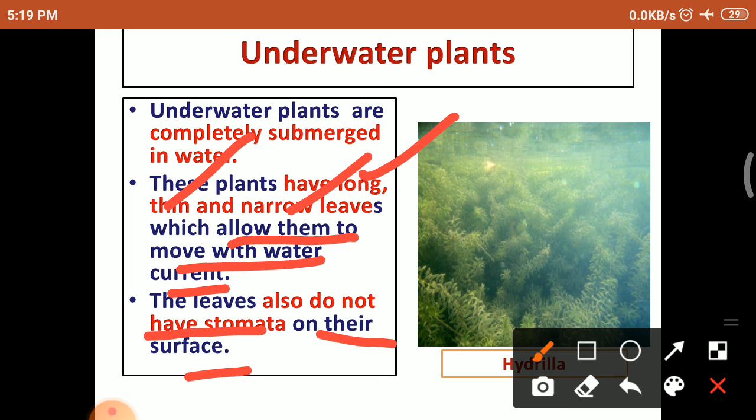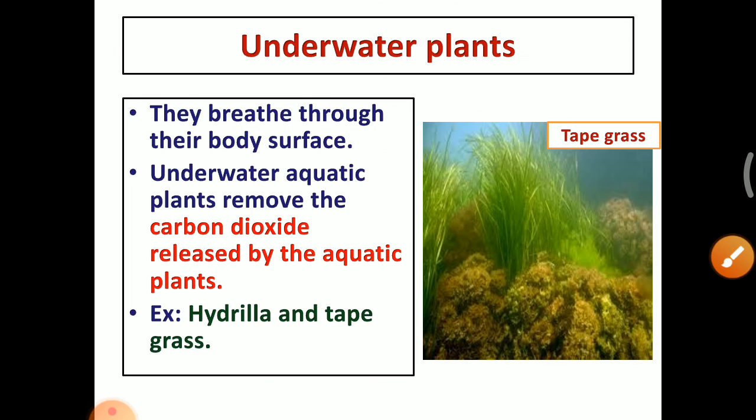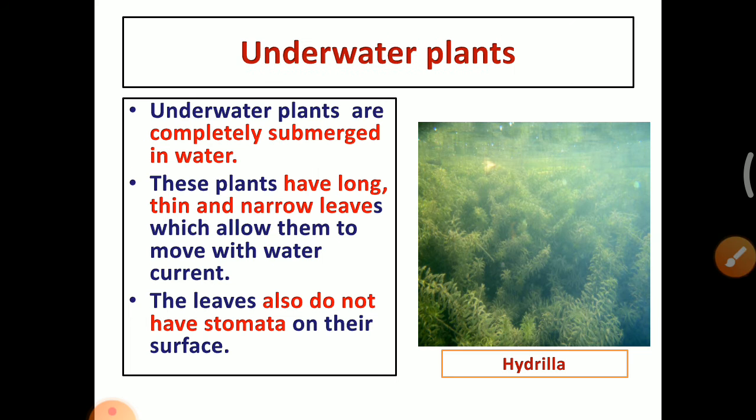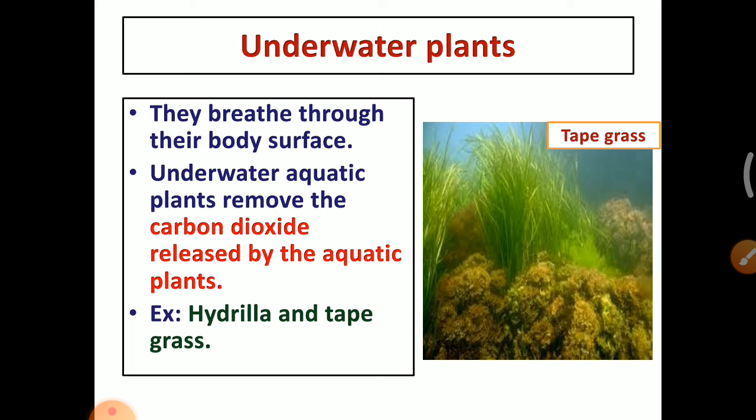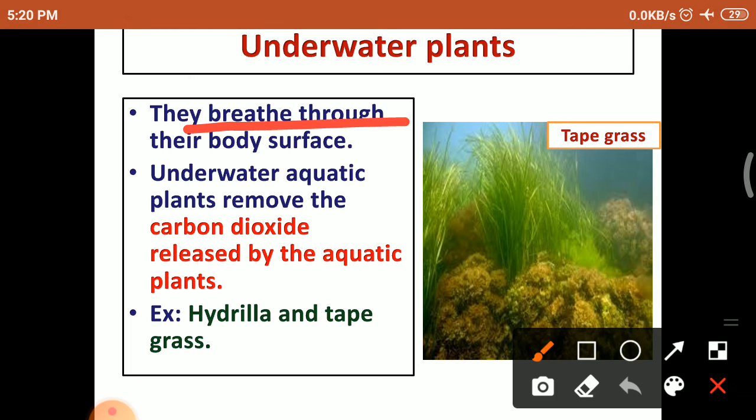In a previous slide, we saw that in the lotus plant, the stomata are present on the upper side of the leaf. And here, in the underwater plant, there are no stomata on the surface of the leaf. Hydrilla is the example of an underwater plant. And how do these plants breathe? They breathe through their body.